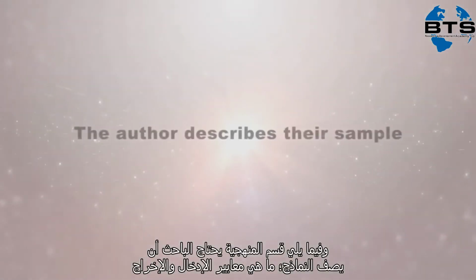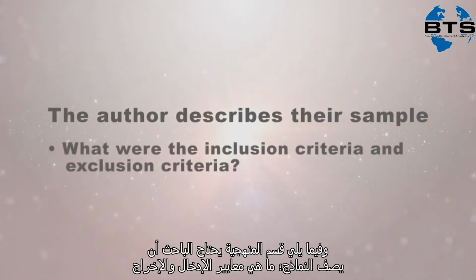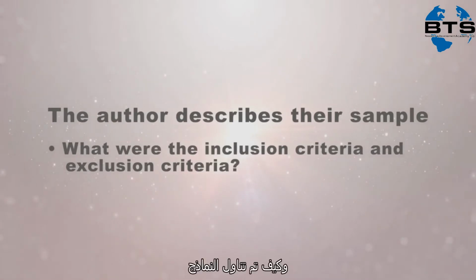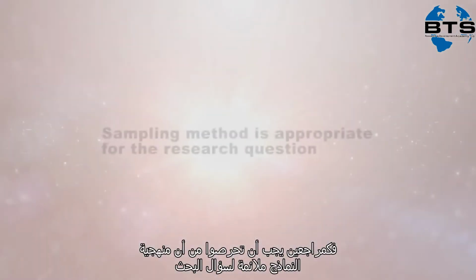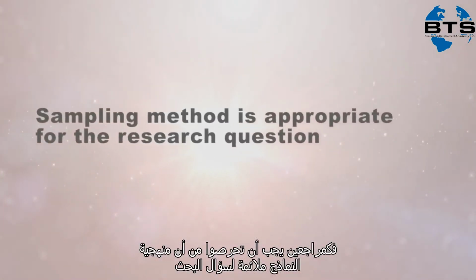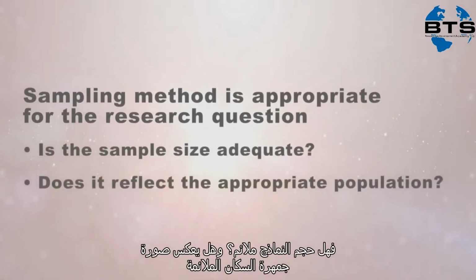Next, in the methods section, you want the author to describe their sample. What was the inclusion criteria, the exclusion criteria? How were the sample obtained? As a reviewer, you need to make sure that the sampling method really is appropriate for the research question. Is the sample size adequate? Does it reflect the appropriate population?